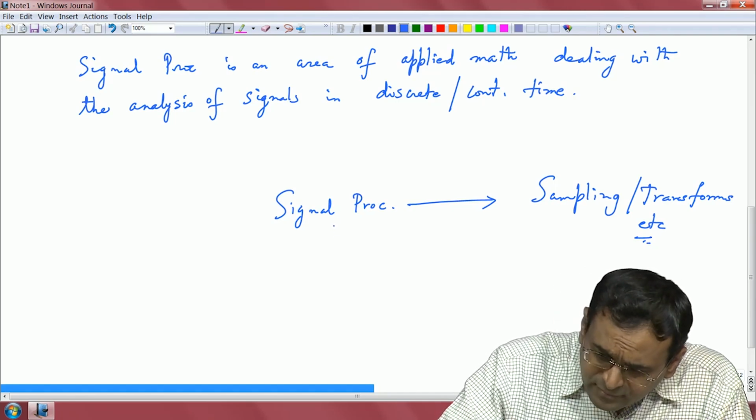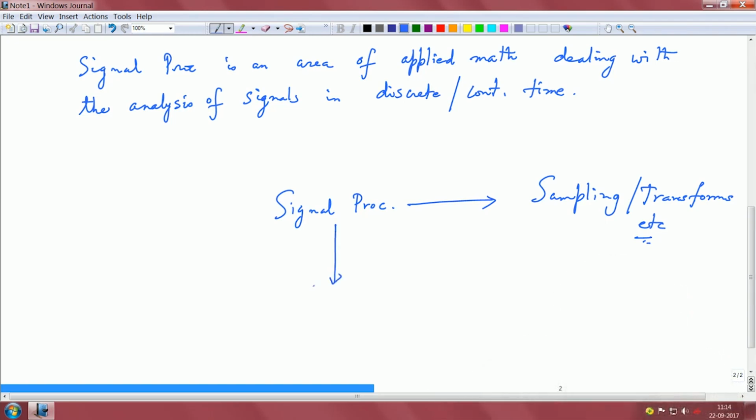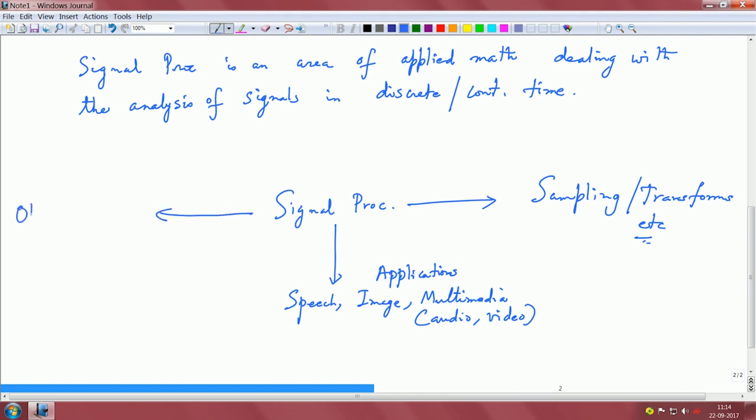Now, one can think about some applications of signal processing in the area of speech, image, multimedia, which can include audio, video, so on and so forth, and these are all really applications. There are other applications one can think about, such as in biology, or I would say biomedical signal processing. You can also think about applications of signal processing maybe even in quantum.